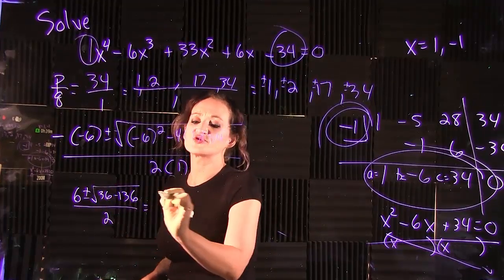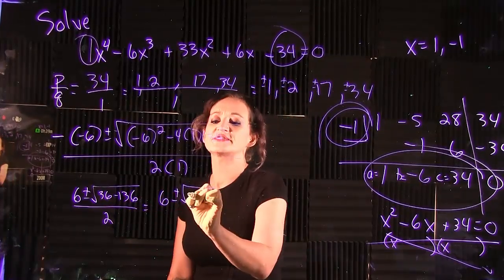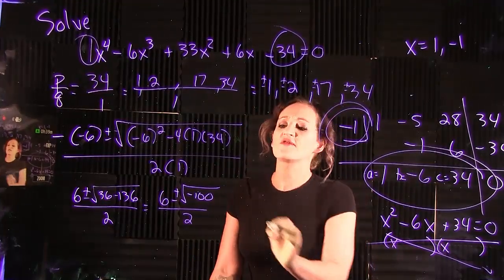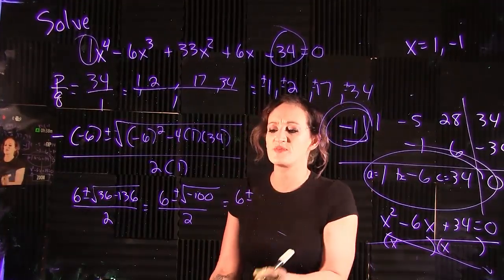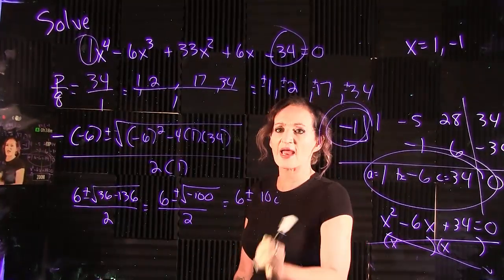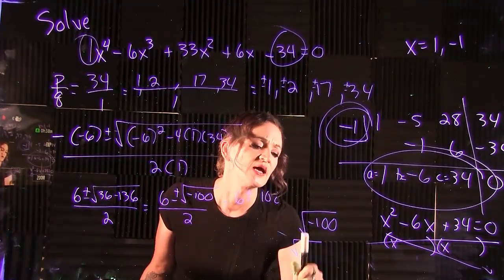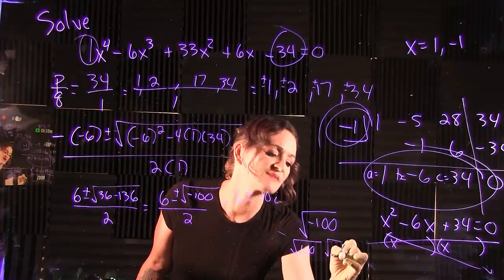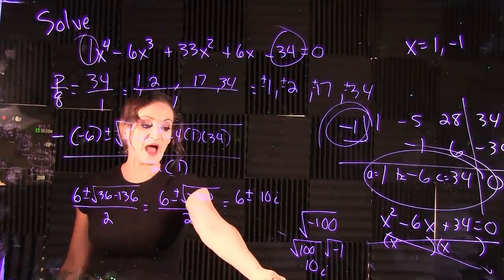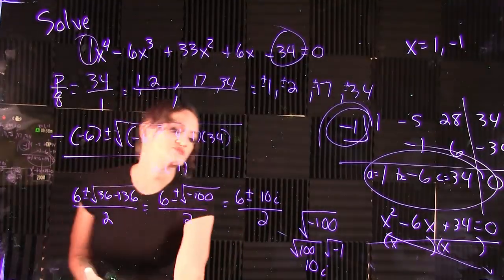When we subtract here, that turns that into 6 plus or minus 36 minus 136, which is negative 100. When you simplify that negative 100, 6 plus or minus the square root of negative 100 is a 10i. Remember that you want to take that square root of negative 100. Think about it this way. Negative 100 is 100 times negative 1. Square root of 100 is 10. Square root of negative 1 is an i. So we do get 10i there. And that's all going to be over 2.